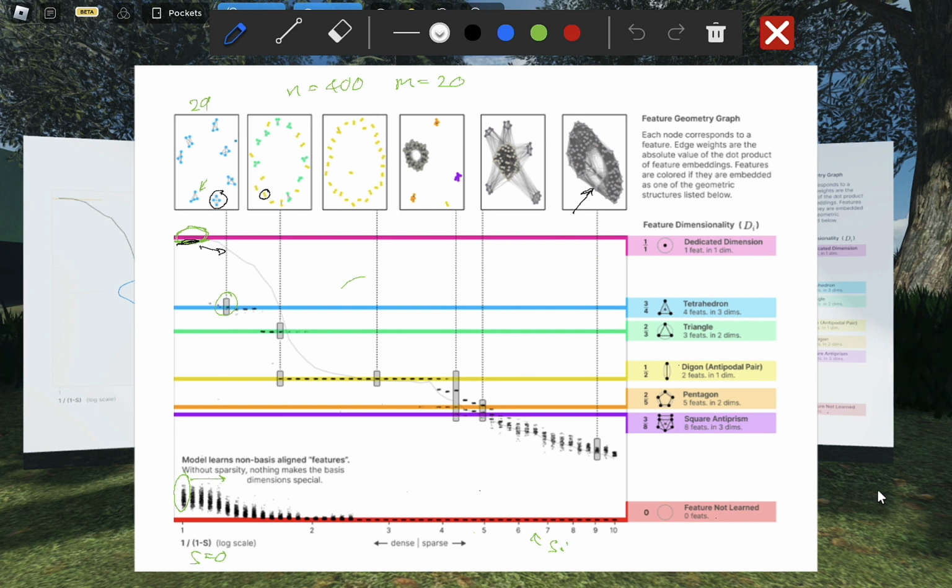So we managed to embed 29 features in this first picture, and then as it goes on, it gets to roughly 60 features here, and then 80, and then I think I stopped counting this one, but it's roughly about 100 in there. And so as the sparsity increases, we manage to embed more and more features than we have dimensions.